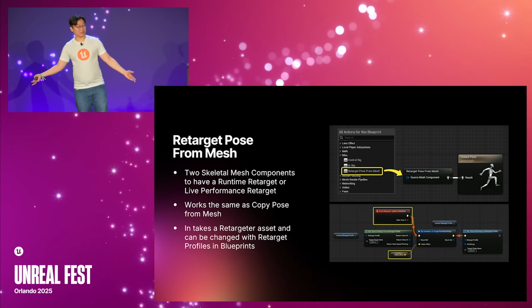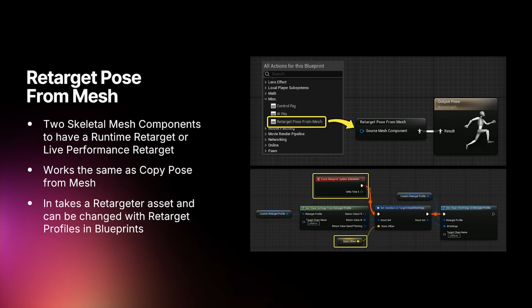And for runtime retarget, we have the retarget pose from mesh node. This is exactly the same as copy pose. You take in any sort of source skeletal mesh component, and you can use this to have a runtime retarget or a live performance retarget within performance capture. It works exactly the same as copy pose, and it takes a retargeter asset, and you can use blueprints to change different retarget profiles and the properties of the retarget.